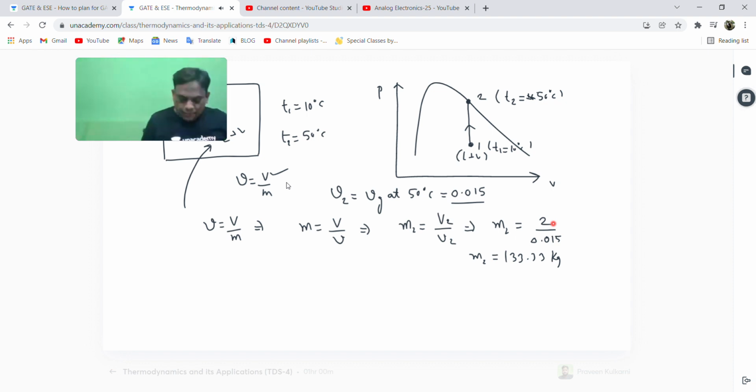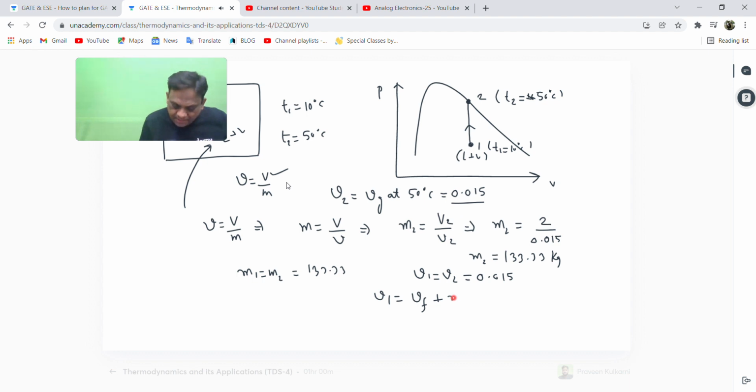Now look, can I write M1 is equal to M2? Wonderful, my dear students. That is 133.33. Can I write V1 is equal to V2? Because it is an isochoric process, the specific volume is constant. So what is V2? 0.015. But where is the initial point? Everyone knows, initially it is in the liquid state. Whenever it is in a wet region, it will be Vf plus X into Vg minus Vf.